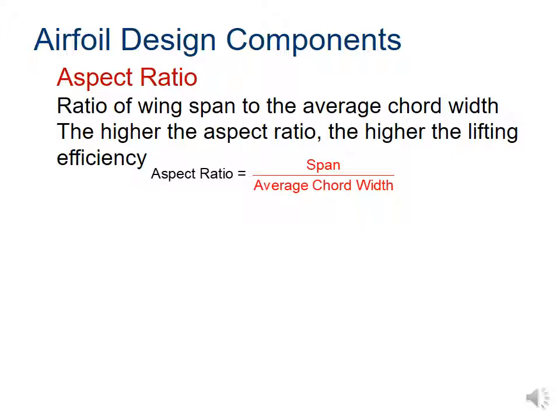Long, slender, high aspect ratio wings have lower induced drag than short, thick, low aspect ratio wings. Induced drag is a three-dimensional effect related to the wingtips. The longer the wing, the farther the tips are from the main portion of the wing, and the lower the induced drag. A lower drag-to-lift ratio will correspond to greater efficiency.